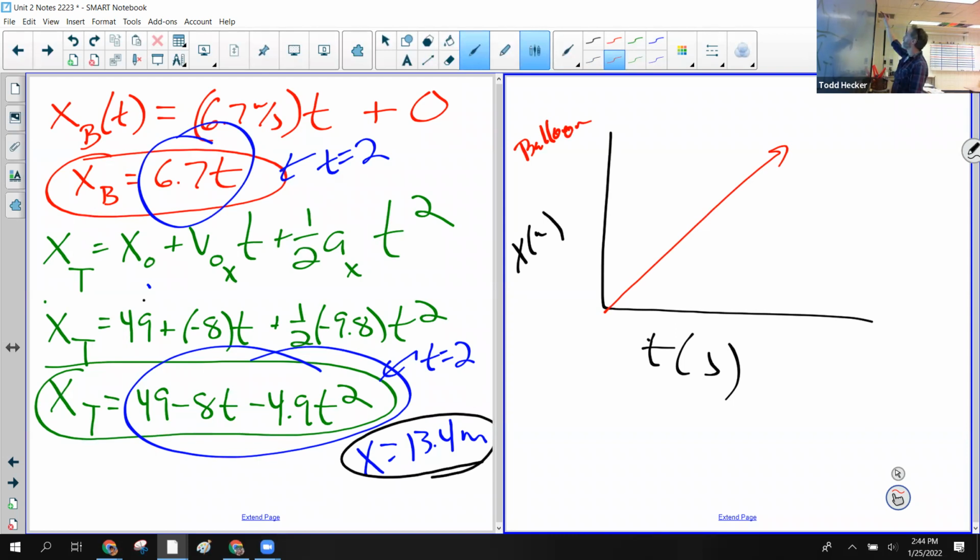Because the velocity is constant, it's going to be a straight line, right? So this line here has a slope of 6.7. Okay. Now, the tennis ball is being thrown down, right? So it starts at a position of 49. The slope is going to start negative, but as it goes down, it's going to get steeper and steeper, right? Remember, the steeper a position-time graph is, the faster it's going, okay?